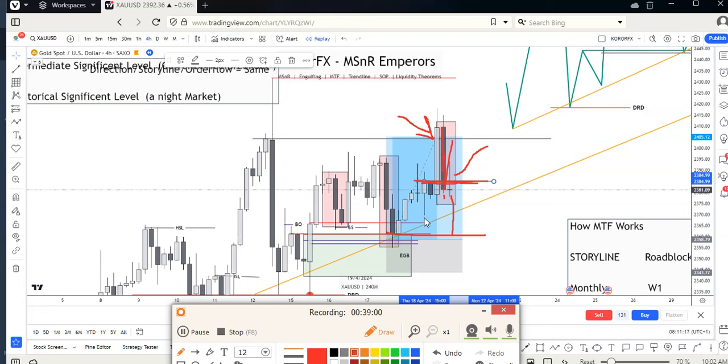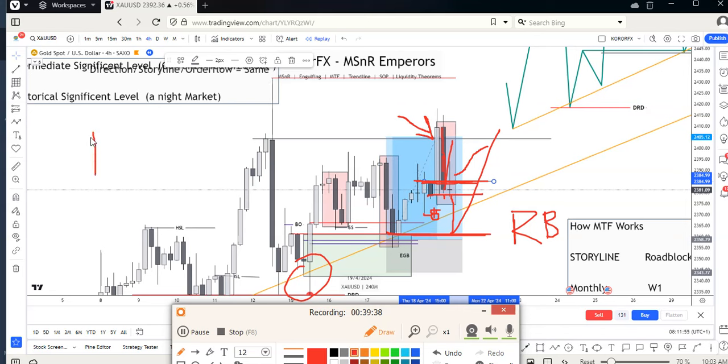So this SNR has liquidity here, you see? So price can come and then buy again. That's what I'm expecting. Since this is an H4 level and we still have a bullish storyline, this H4 level can be RB, road blocking. Are you understanding it now? Also, there is another H4 level, but this one has a higher probability for price reversal.